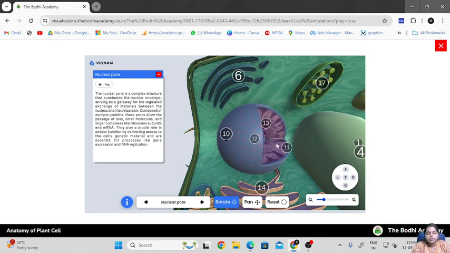Then we'll see about the nucleus. The entire thing is what we call the nucleus. This is the nuclear pore. So what is this nuclear pore which is present on the nuclear envelope? What is the function of this nuclear pore? It regulates the exchange of gases, nutrients, or material between the cytoplasm and the nucleus. They play a crucial role in cellular function by controlling access to the cell's genetic material. They are essential for processes like gene expression and DNA replication.